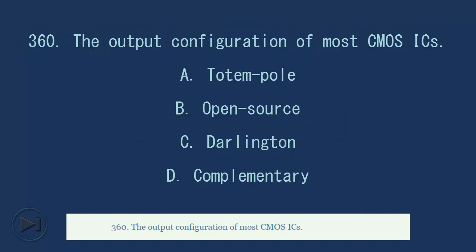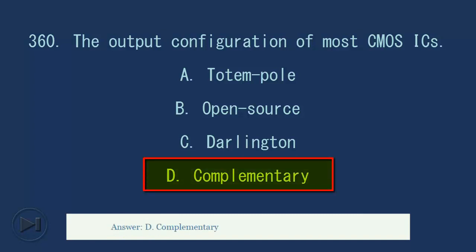360. The output configuration of most CMOS ICs. A. Totem pole. B. Open source. C. Darlington. D. Complementary. Answer, D. Complementary.